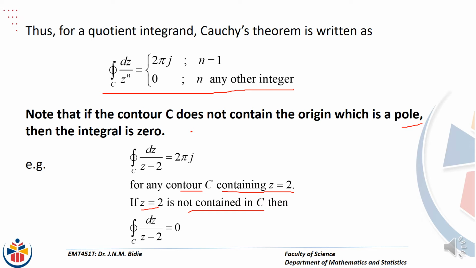Please note that all poles must lie inside and on the contour C. So if there's a pole that is not in the given region C, then the integral, that particular integral, where f of z has that pole, will definitely be equal to 0.